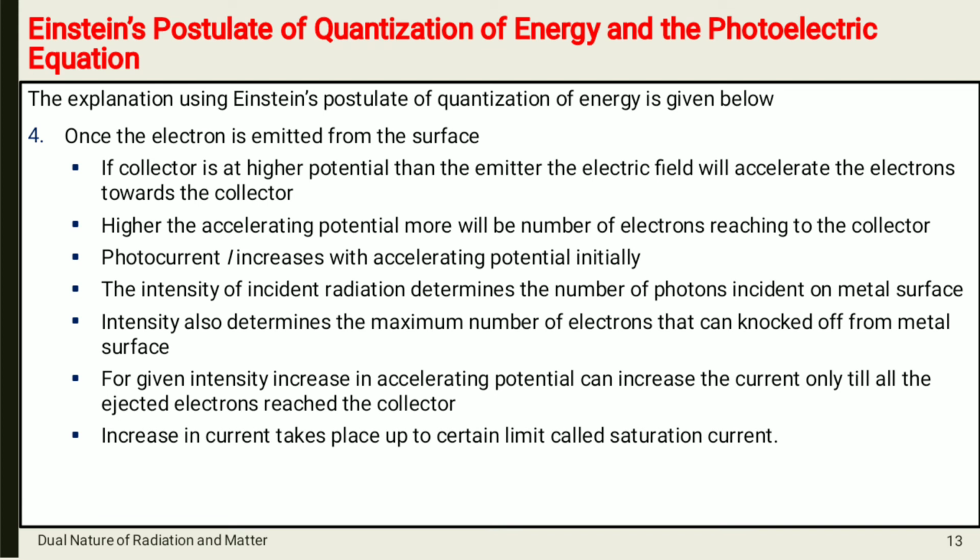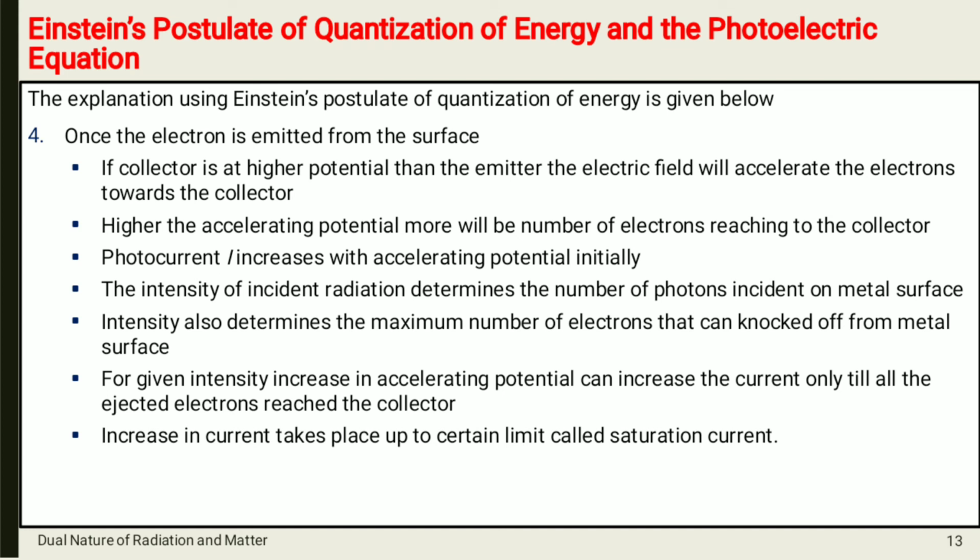If the number of electrons emitted from the metal surface, the emitter, is the same, what will happen? After that, the same number of electrons will go towards the collector plate, and due to that the increase in current will stop, and you will get the saturation, and that is called saturation current.